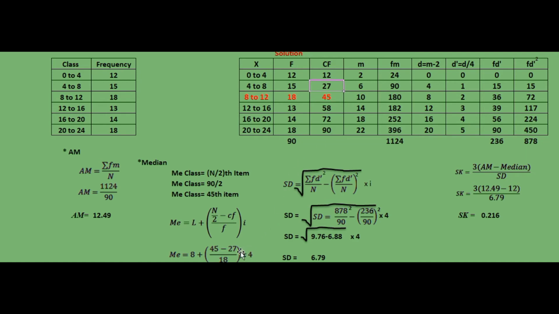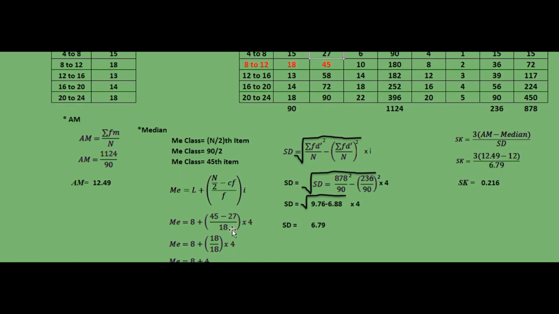The preceding number is which one? 27. See, 27 is written here. Then F means simple frequency, 18 is here. And what is I? The difference of these two, 8 and 12, is 4. So 4 is written here.